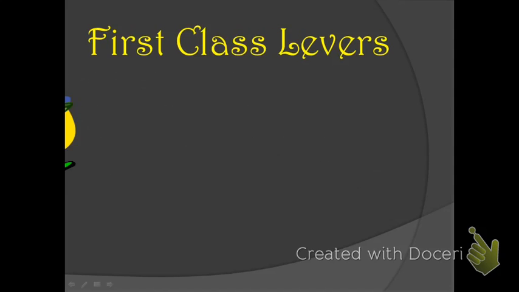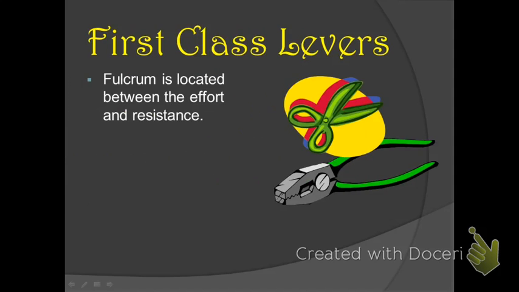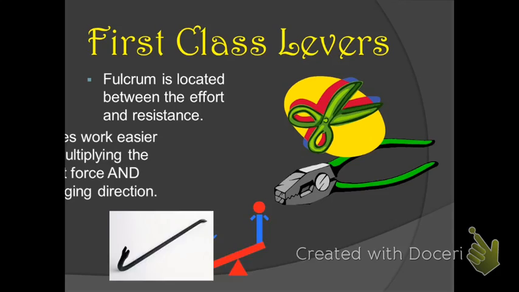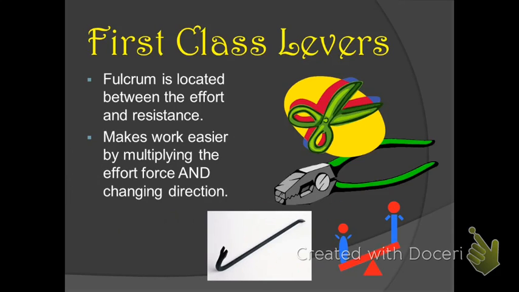A first-class lever. Tell me where the fulcrum is on a first-class lever. In the middle. Fulcrum is in the middle. It's between the effort and the resistance. The resistance is also known as the load. How do first-class levers make work easier? Thomas? Changing the direction. Effort force and changing direction. They make work easier by multiplying the effort force and by changing the direction. So they do both. First-class levers are very efficient.